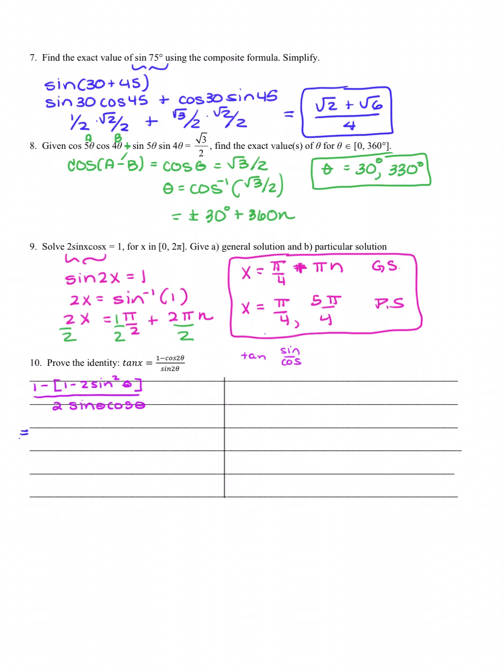And so from that, we can start to, this 1 will distribute. So 1 minus 1 is 0, and we get a positive 2 sine squared theta all over 2 sine theta cosine theta. So the 2's will cancel, one of the sines will cancel, so that leaves me with sine over cosine which is in fact a tangent. All right, I hope that helped.